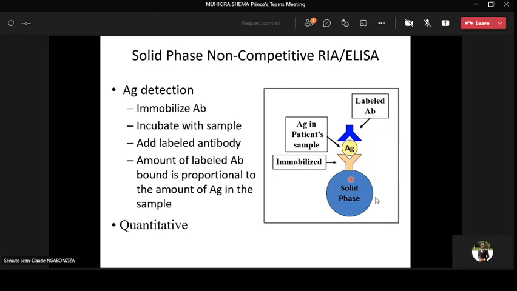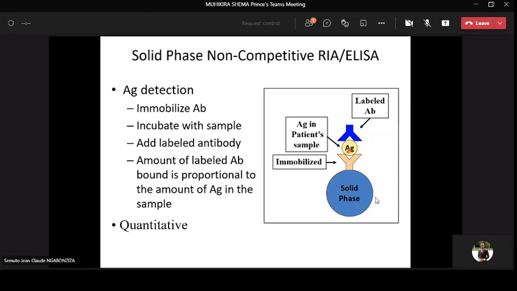Solid phase turi kuvuga hano ni nko muri, mwese mwabonye plate, ELISA plate. So muri ELISA plate ushobora gushiramo either antibodies cyangwa antigen, then you can be able to test whether the sample has antigen of antigen specific virus or not. So the amount of labeled antibodies bound is proportional to the amount of antigen in the sample.